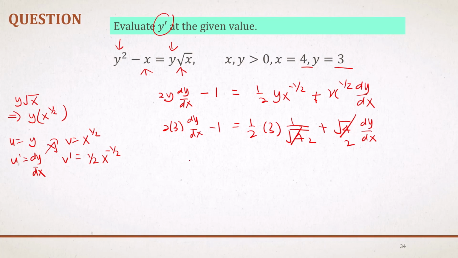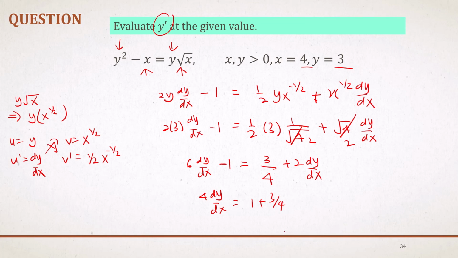So now I have 6 dy/dx minus 1 equals 3 over 4, and then plus 2 dy/dx, and I collect them back. 4 dy/dx is 1 plus 3 over 4, which is 7 over 4. Finally, dy/dx equals 7 over 16. That's all. Okay.